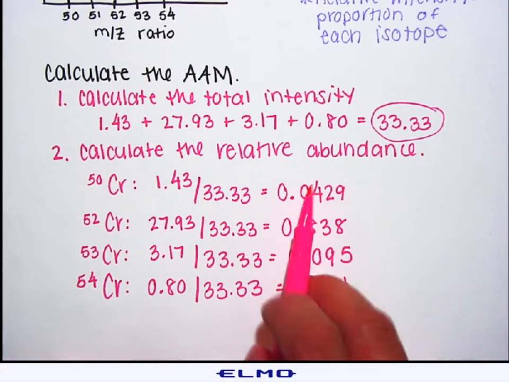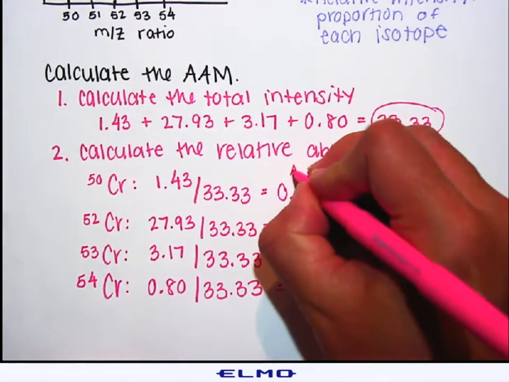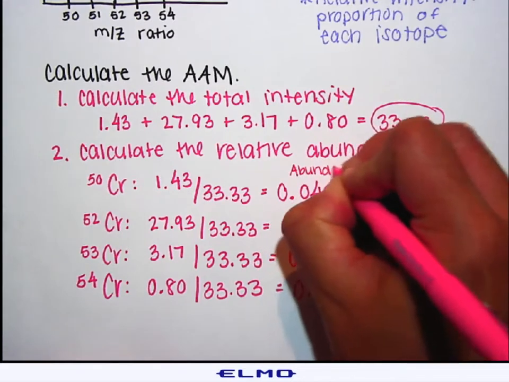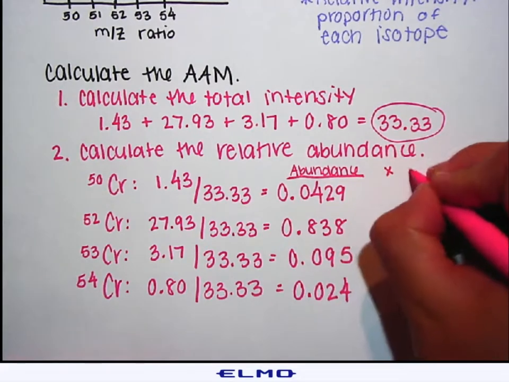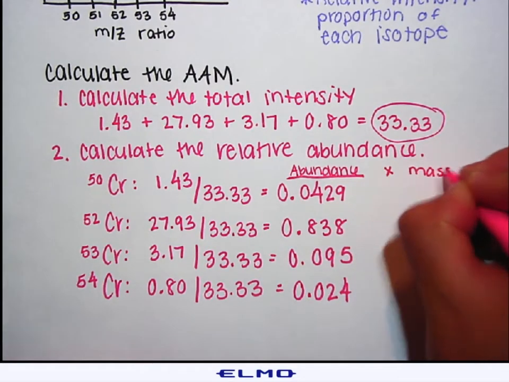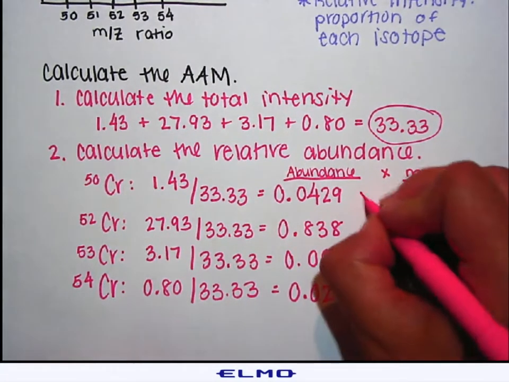Once we have our abundances, these are now the abundance. Well, now we can calculate average atomic mass by doing the abundance times the mass.